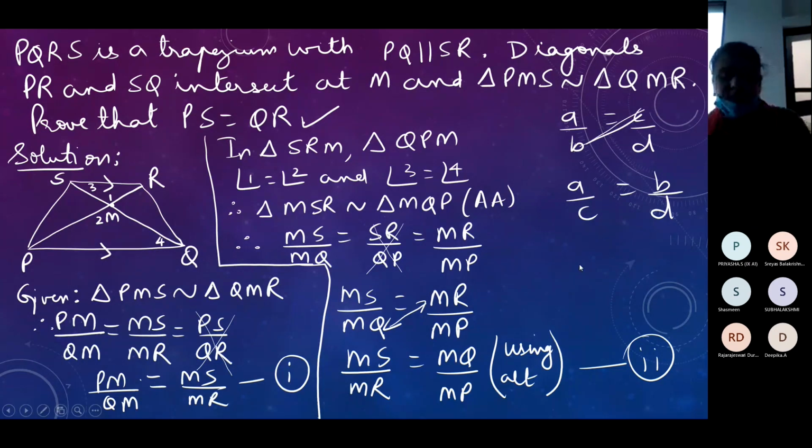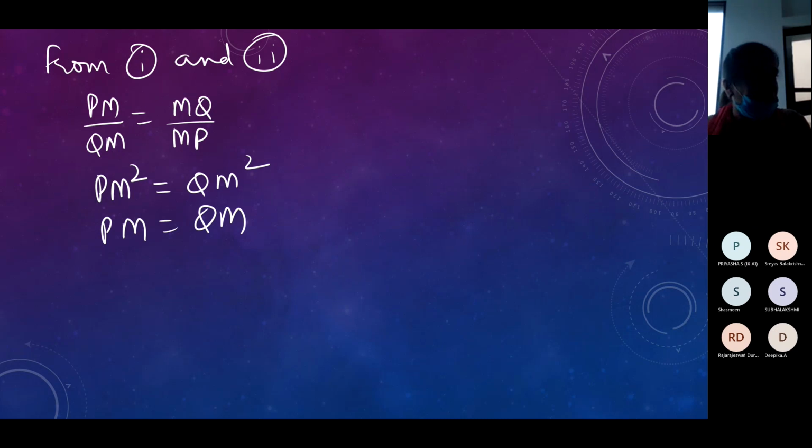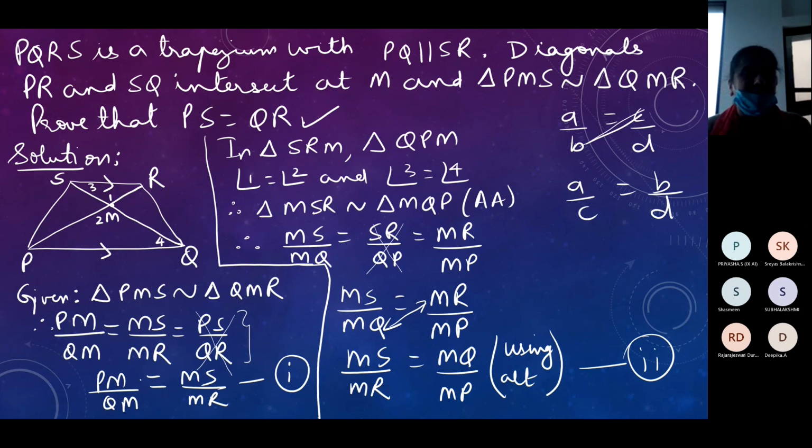Yeah, children. We need to prove that PS is equal to QR. So where is this ratio PS by QR? Here, PS by QR is here. See here, we've got PM is equal to QM. We need to prove that PS is equal to QR, so we are searching for PS and QR in the proportion. Here it is. And what do we have here? PM and QM. So we have PM is equal to QM, and we have to prove PS is equal to QR. So we'll take up these two.